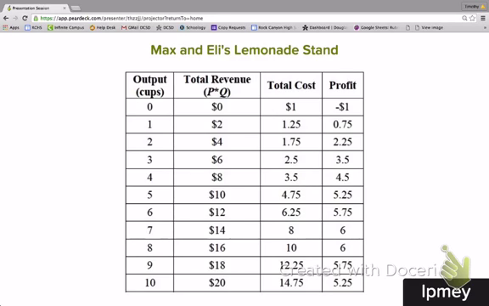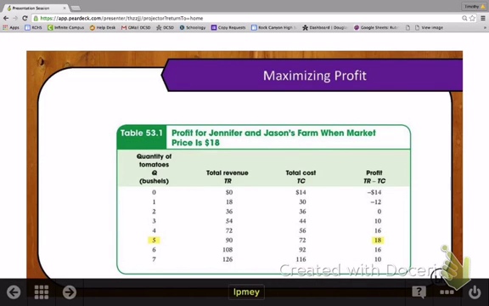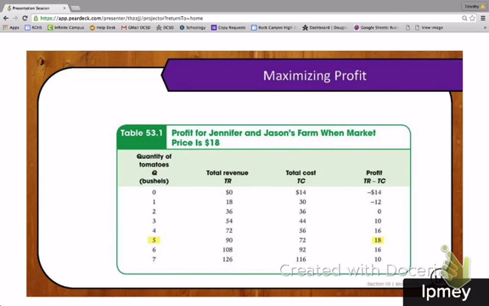So now we have to consider, well, what about their lemonade stand? And how do they produce profit from it?